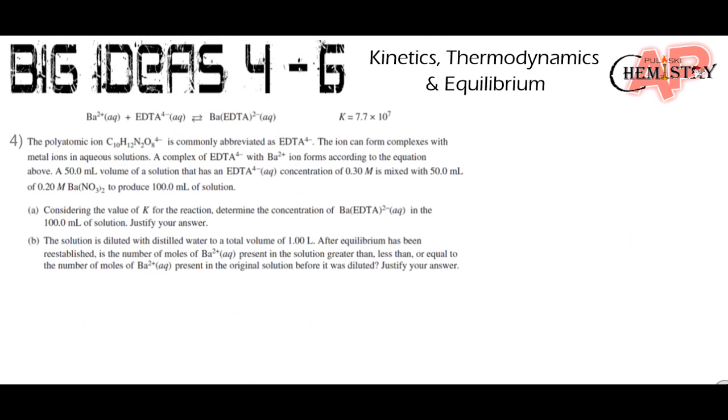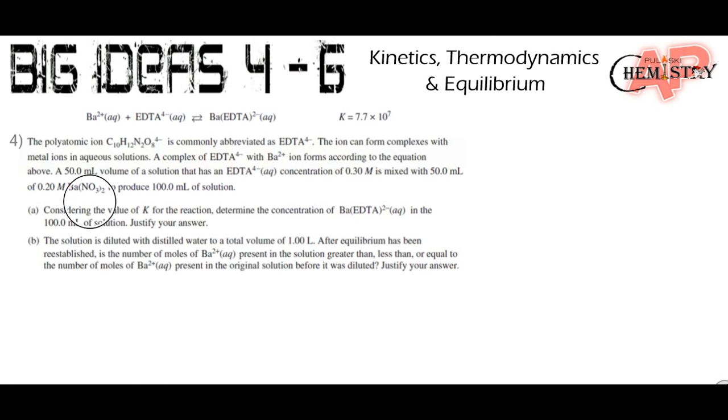Our next question has just an A and a B. What it shows you is a net ionic equation, basically between this very complicated polyatomic ion that we abbreviate EDTA, 4 minus, and it's reacting with barium nitrate, of which the barium is all that's going to react. And then they give us a K on the right side. So A, considering the value of K for the reaction, so they're hinting towards something, determine the concentration of the BaEDTA, 2 minus, so the products, in the 100 ml solution.